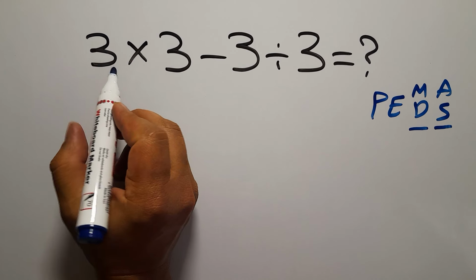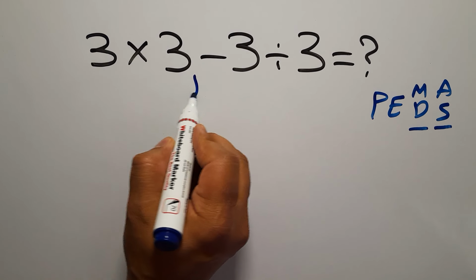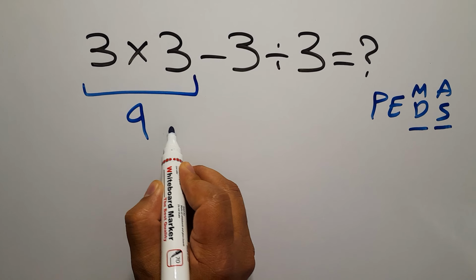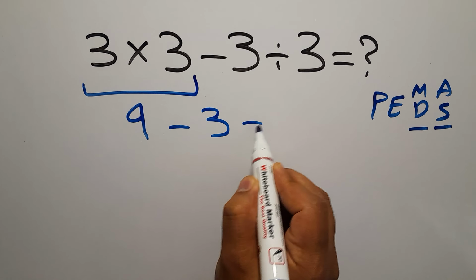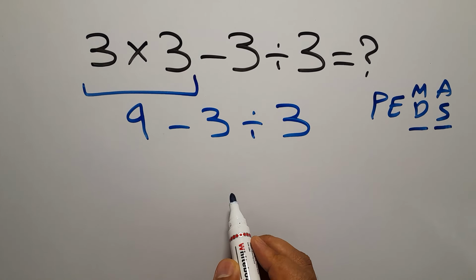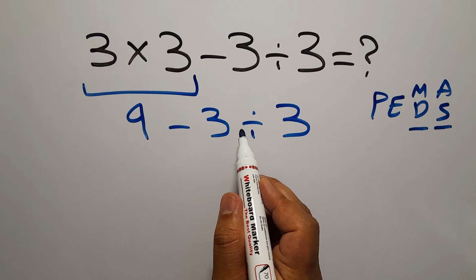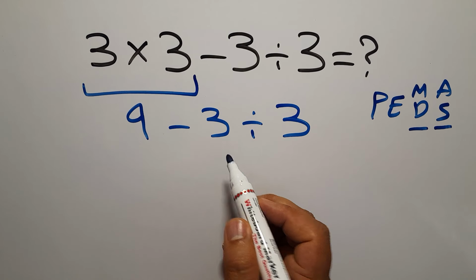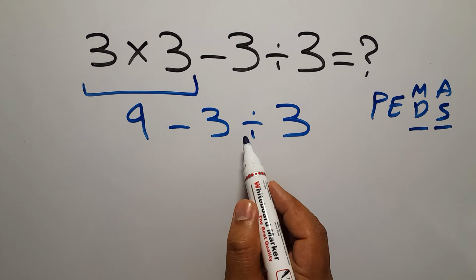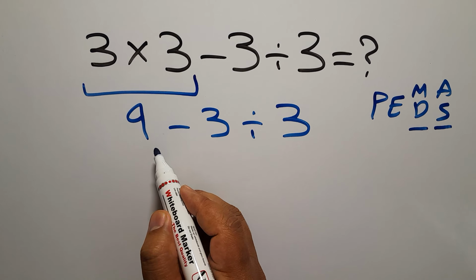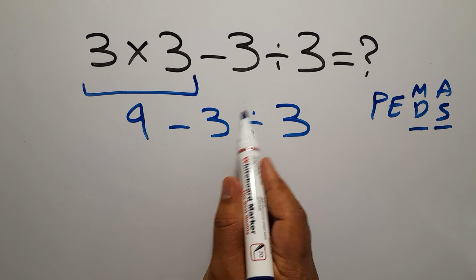Okay, 3 times 3 gives us 9. So we have 9 minus 3 divided by 3. We have 1 subtraction and 1 division. In PEMDAS, division comes before subtraction. So first we have to do this division.